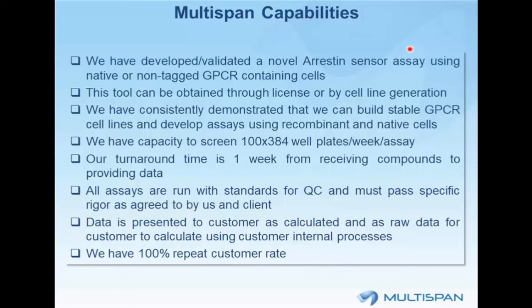We have the capacity to screen 134 weight plates per week per assay. Here I say our turnaround time is 1 week from receiving compounds to providing data, but we've increased that now, so our turnaround time for standard LO assays that we're getting routinely is 24 hours. Our assays are always run with a QC, must pass specific rigor. The data is presented to the customer as calculated and as raw data.